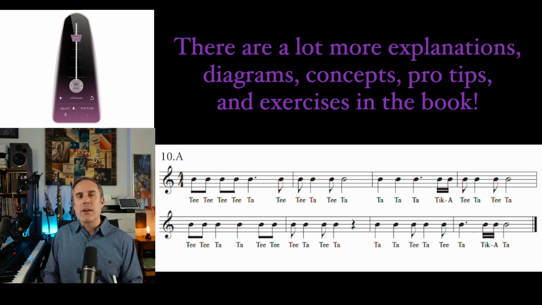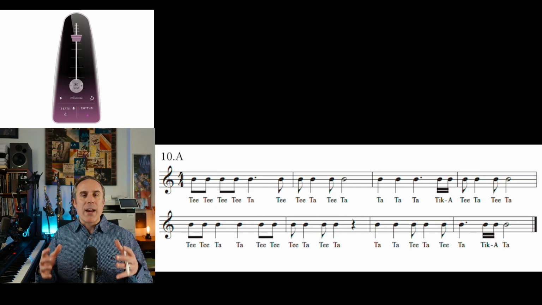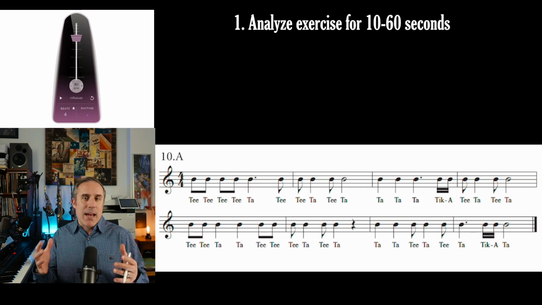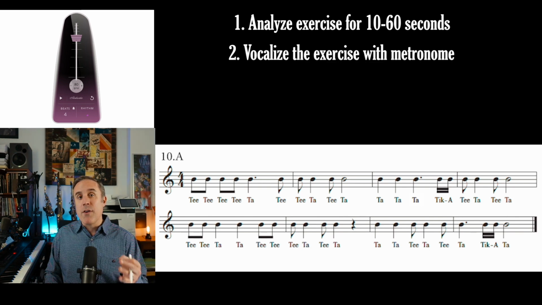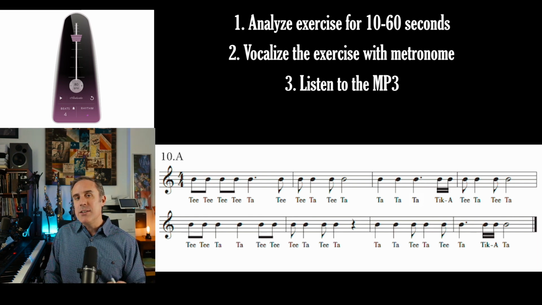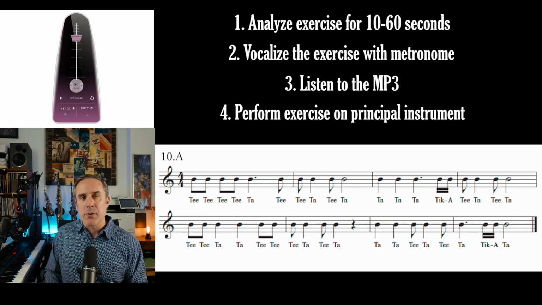And keep in mind the order of operations. You want to analyze an exercise, like I said, 10, 20, 30 seconds, minute tops. Then you want to vocalize it. You want to perform it with a metronome. Then you want to listen to the MP3 and check your accuracy. And then the final and most crucial step is to perform it on your instrument, especially if your instrument isn't the voice. It needs to be performed before you move on to the next exercise.